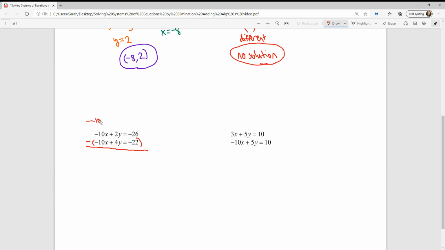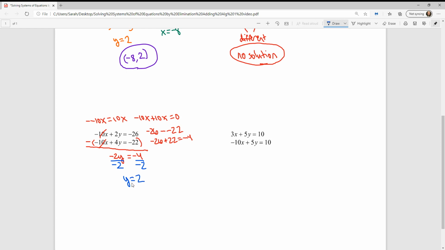So negative 10x is the same as 10x. Negative 10x plus 10x is 0. So the x's cancel. 2y minus 4y gives me negative 2y. And then once again with the numbers here, negative 26 minus negative 22 is really the same as negative 26 plus 22, which is negative 4. Just like in the first problem, I now have an equation that's pretty easy to solve. I need to divide by negative 2 to get y by itself, and I end up with y equals 2.